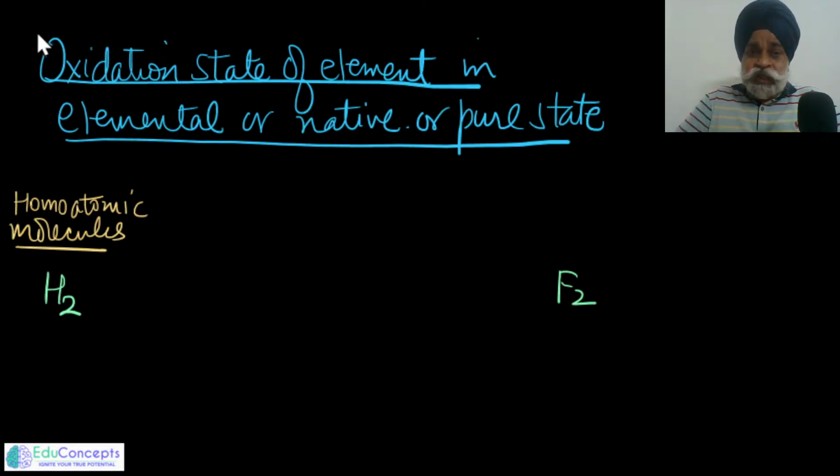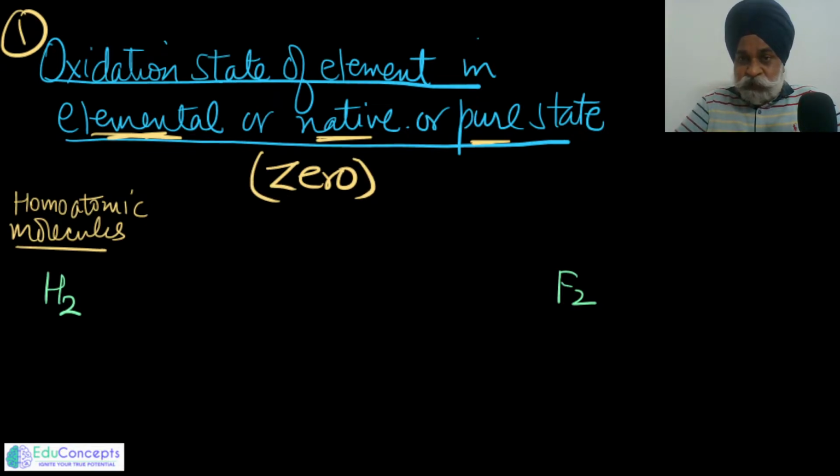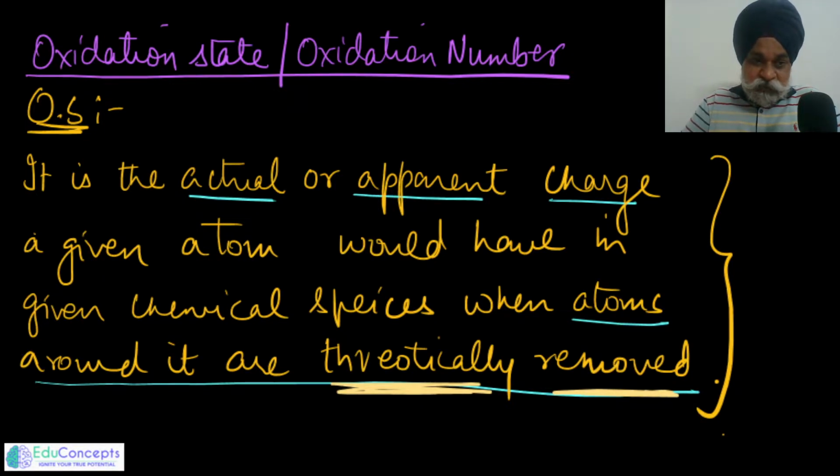Just like point number 1, if you talk of the oxidation state of any element in its elemental or native or pure form, we assume that oxidation state to be 0. The oxidation state of an element in native or pure form is assumed to be 0. Now what does it mean? Along with that I am going to explain the definition as well. Now I am explaining the definition and that point as well.